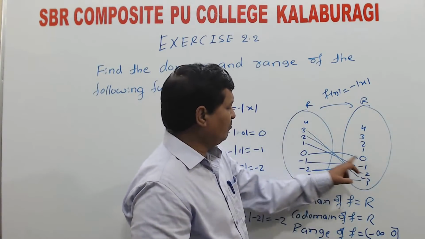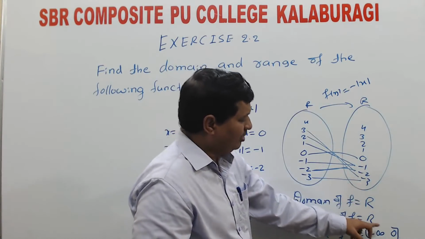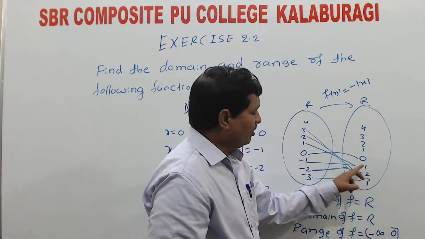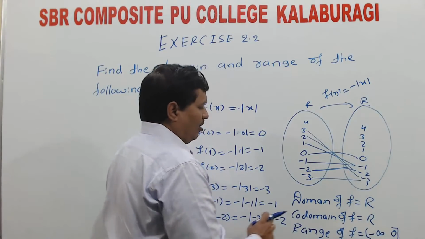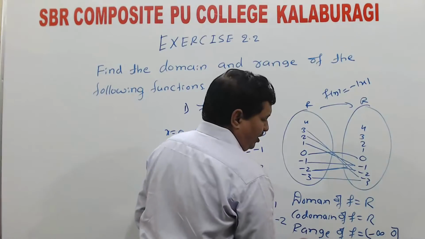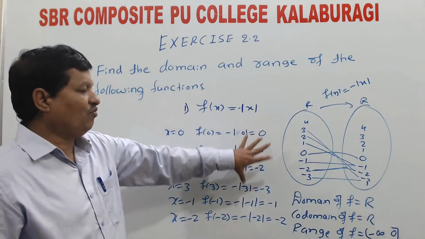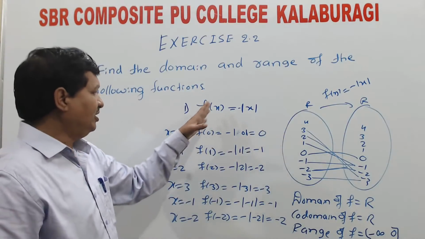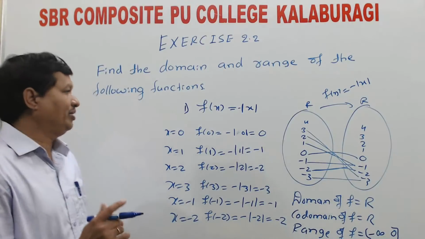0 is also the image of 0, no? You have to take 0 as one of the elements in the range, which means you have to write a square bracket. If excluding 0, you have to write an open bracket. Therefore here, domain of f equals R, codomain of f equals R, range of f equals minus infinity to 0. This is one method to find the domain and range. But it is not good to write the answer like this. Okay, how can you write it? One more method is there.